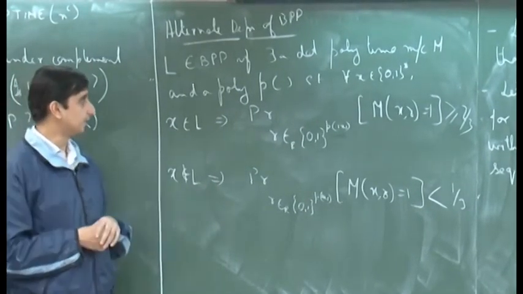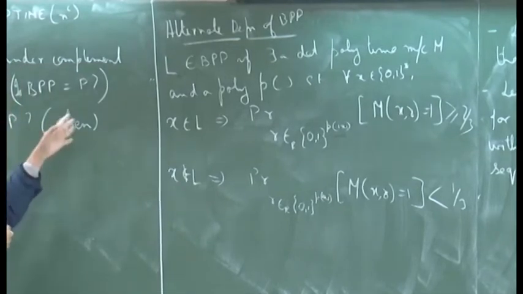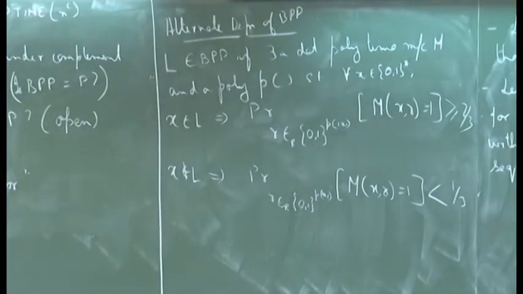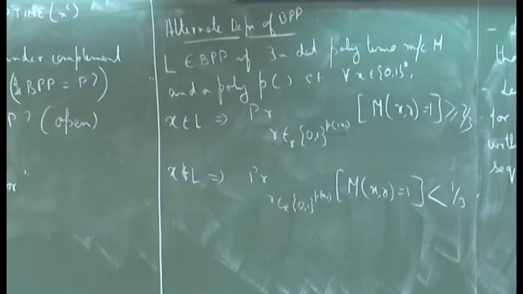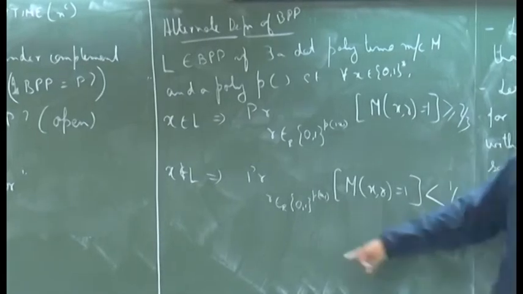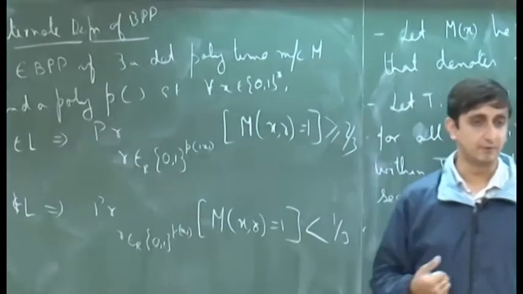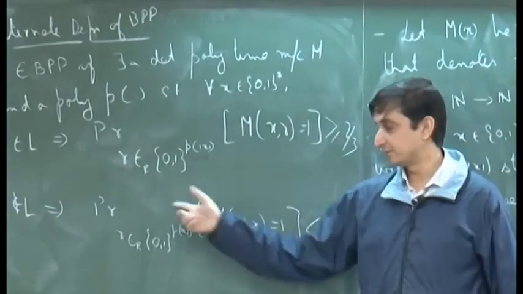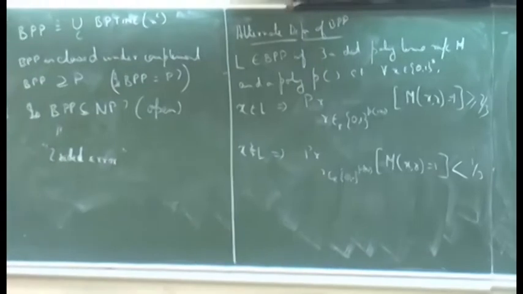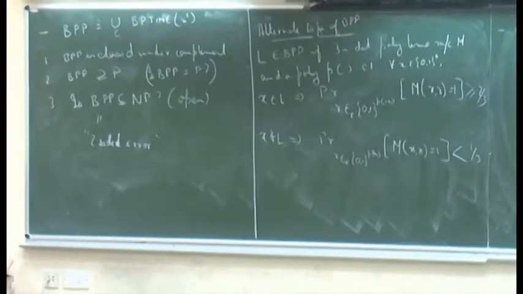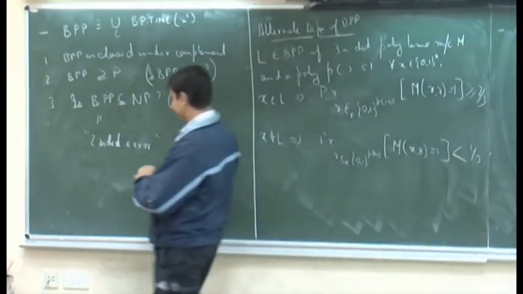So, this is also another way of looking at this class BPP, and you can actually prove that these two are the same. Exactly, the small r will correspond to the coin tosses at each step. And this notation just means that it is sampled uniformly at random from this set of strings.